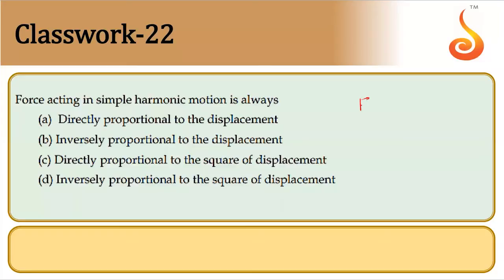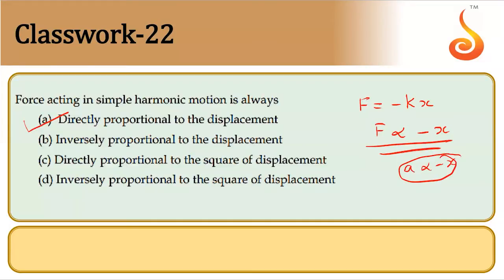See, simple harmonic force is given by F is equal to minus Kx. So force should be proportional to negative of the displacement from the mean position. So negative of displacement means force is opposite to displacement here. Force is always opposite to displacement. So it must be option A, directly proportional to displacement. So this is definition of simple harmonic motion. Acceleration is proportional to negative of displacement. This is definition of simple harmonic motion.